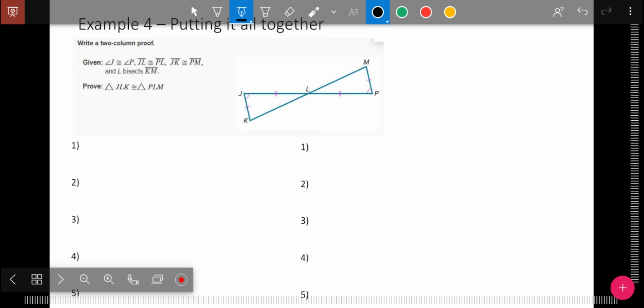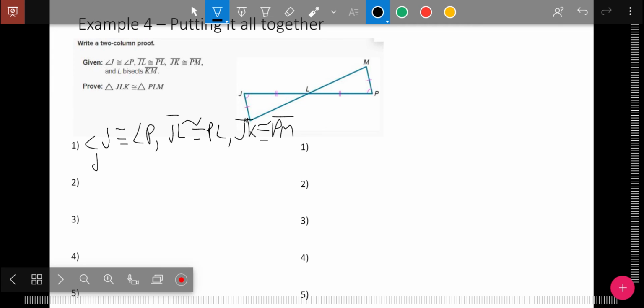Now, let's put this all together in the form of a proof, right? First things first, they have all of the stuff that's a given. I want to put all of that back in here. Angle J is congruent to angle P. JL is congruent to PL. JK is congruent to PM. And even L bisects KM.